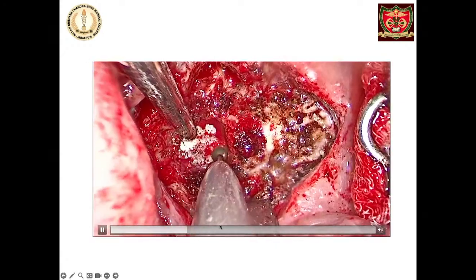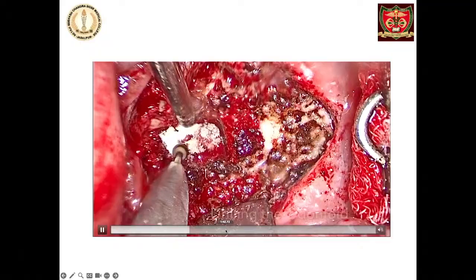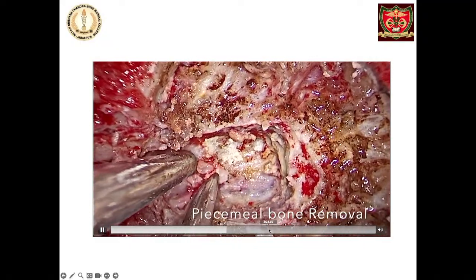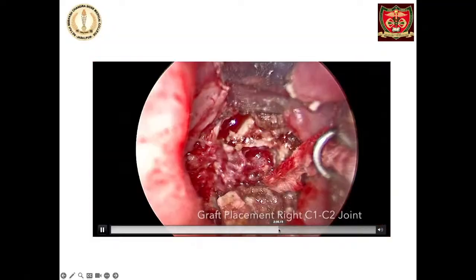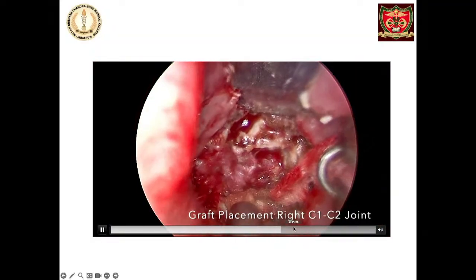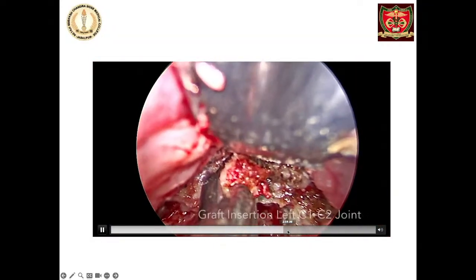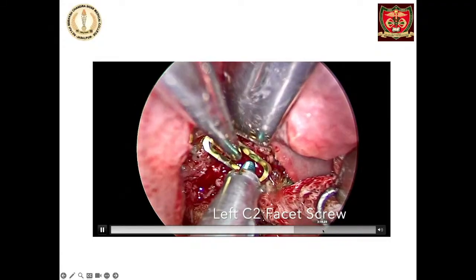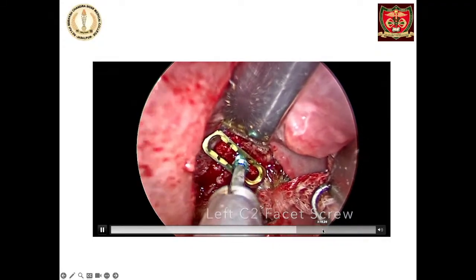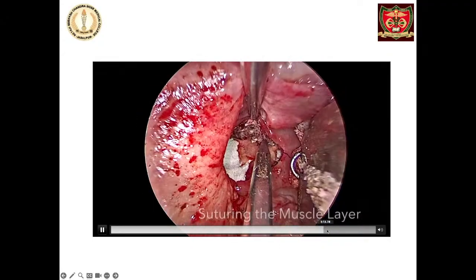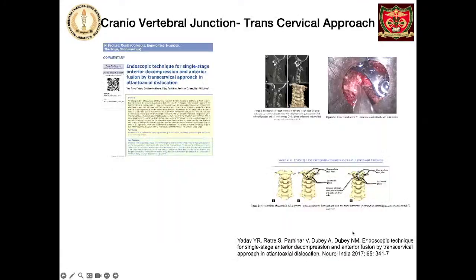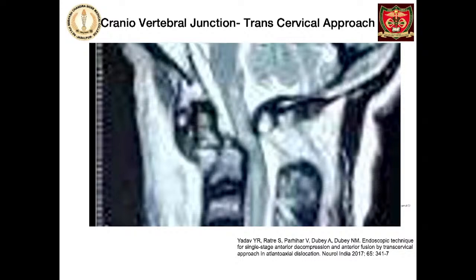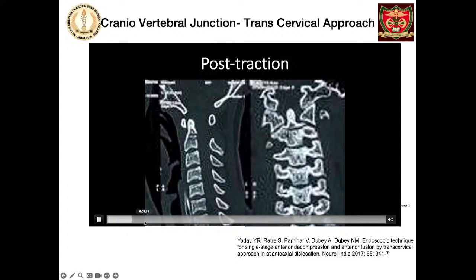To step up, though I have not done it, Professor Yadav has done a transoral approach and fixation through the endoscope. This is just a video of him. This is drilling of the odontoid. The anterior surgery for CVJ itself is debatable, but if it is required to do the anterior surgery, it can be done with the help of these tubes.